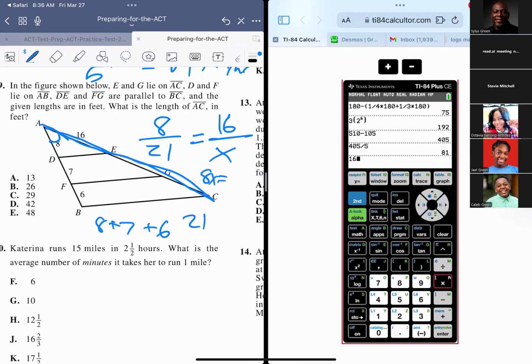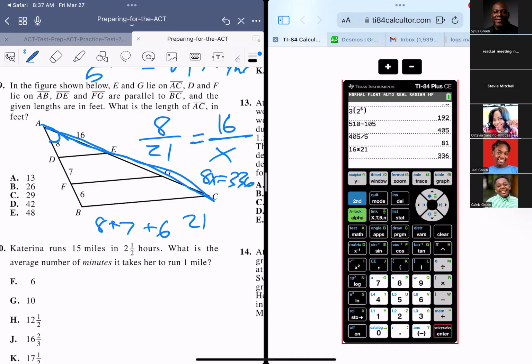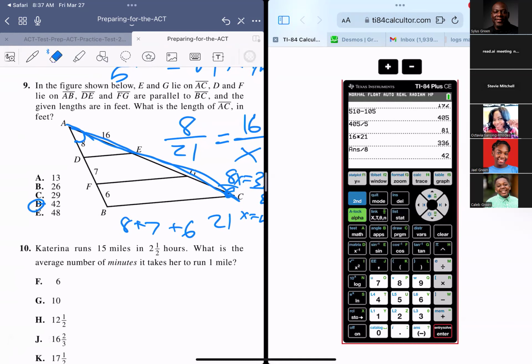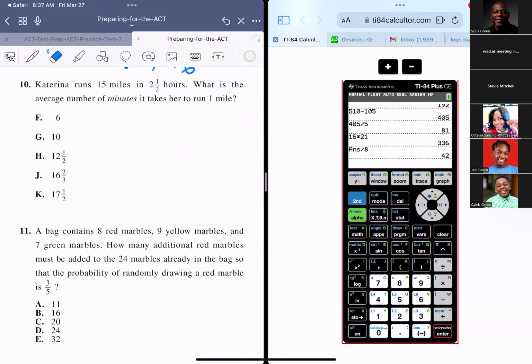So 16 times 21, put that in your calculator. That's 336. And then divide by 8 on both sides. That's 42. So the length of AC is 42. Okay.